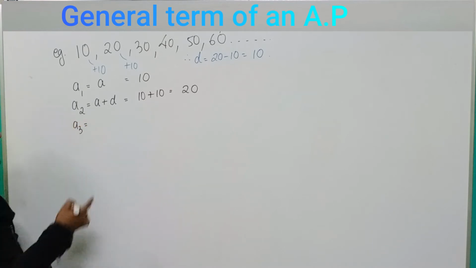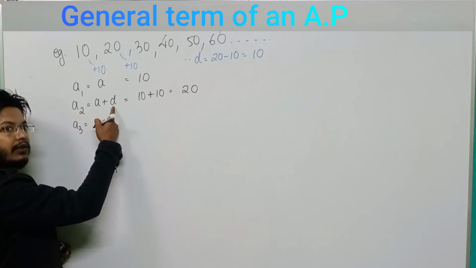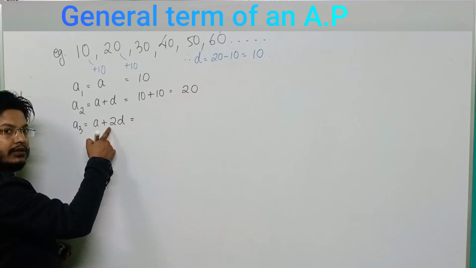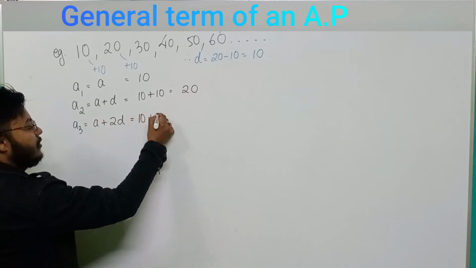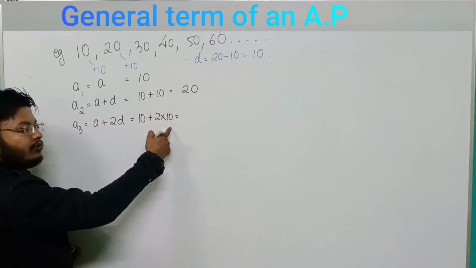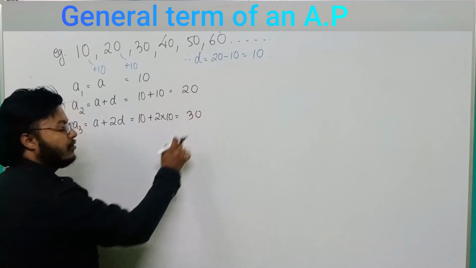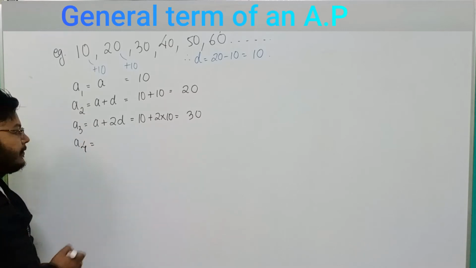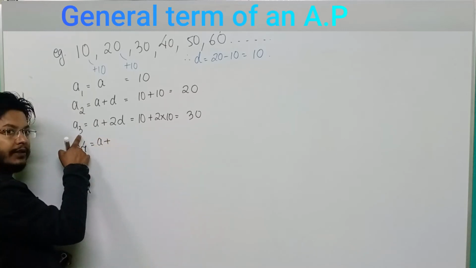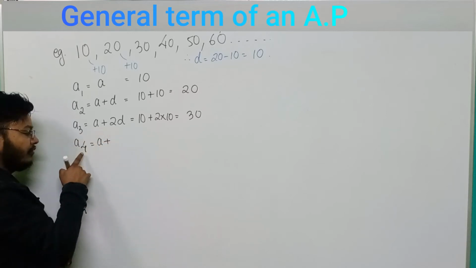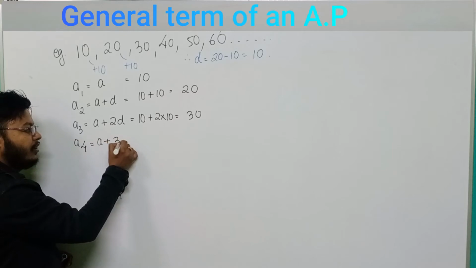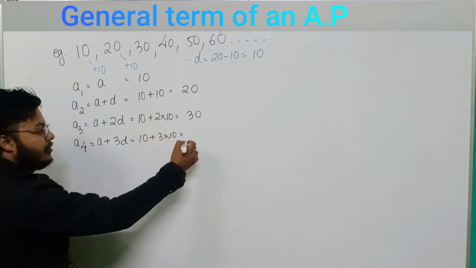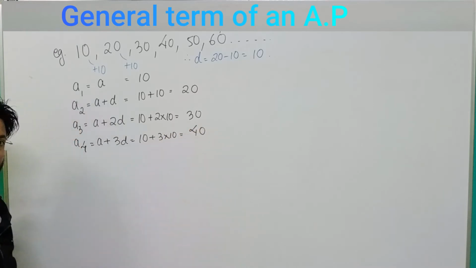Now let us find the third term. You can see when there was 2, there was 1D. When there is 3, there will be 2D, one will decrease. So let us check, 10 plus 2 into 10, 20 plus 10, 30. So I got the third term also. Hope you are clear with this. Come on dear student, tell me what will be my A4. A4 will be A plus, see, 3 was there, decreased by 1. So it was 2. Now if it is 4, that means this will be 3D. So it will be 10 plus 3 into 10, D is 10. So 3 tens are 30, 30 plus 10 is 40. Okay, hope you are clear with this.